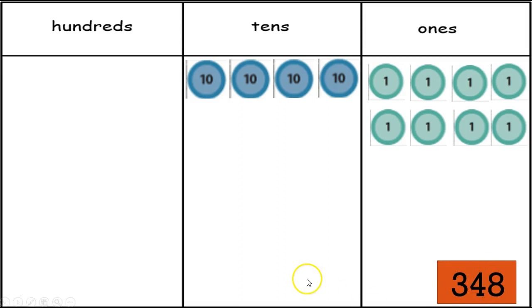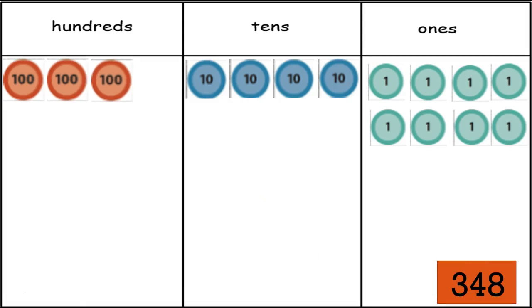So is that correct? Yes, it is. Now, how many 100s discs do I need? Right, I need 3. 1, 2, 3. Let's skip count by 100s to see if that's correct. 100, 200, 300. So I have 300 here. That is right. Okay, so now what I'm wanting to figure out is how many more ones do I need to make a 10 to make this next bigger unit.